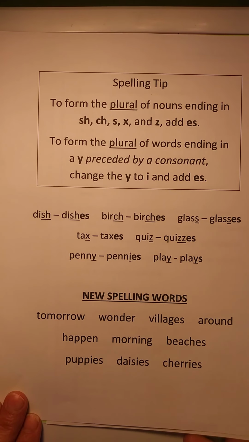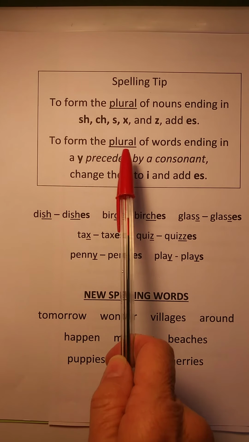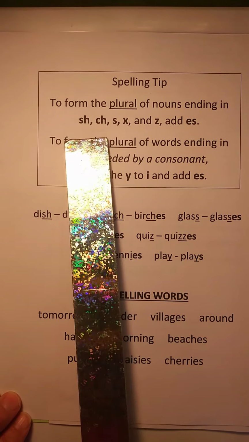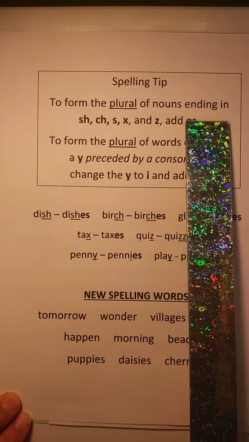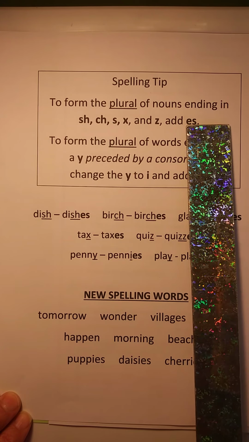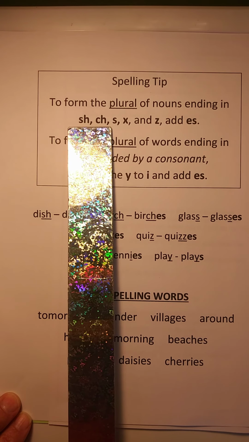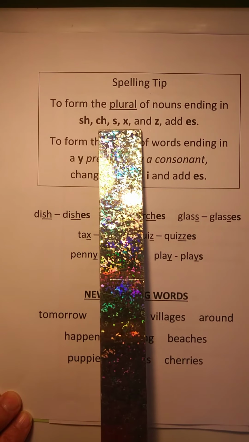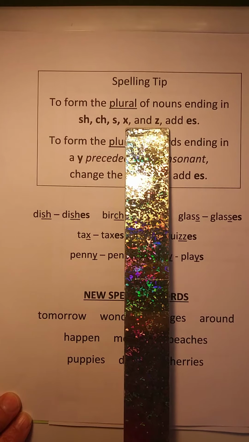I want to review with you the spelling tip that says, if you want to make the plural of nouns that end in certain particular letters, like SH, CH, SX, and Z, you're going to add ES to the end of the word. Now, it would be helpful for you to memorize these letters. This is like a tongue twister, though. SH, CH, SX, and Z. Say it with me. SH, CH, SX, and Z.